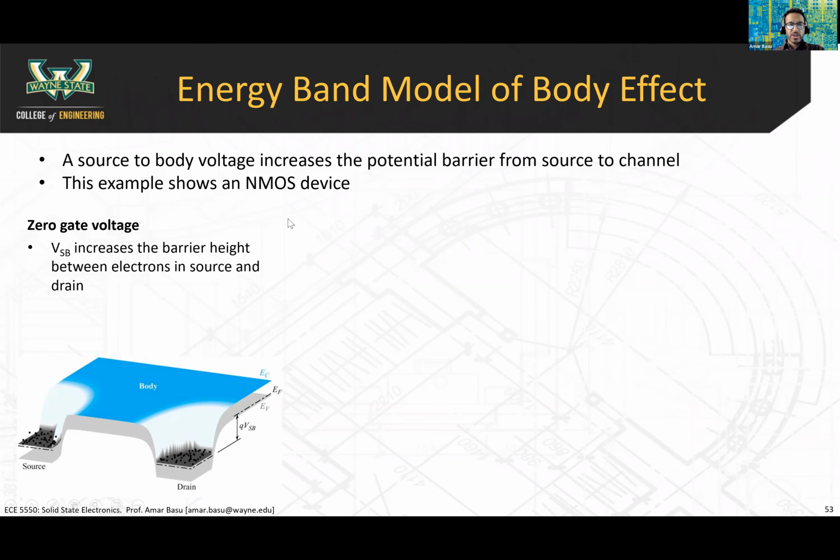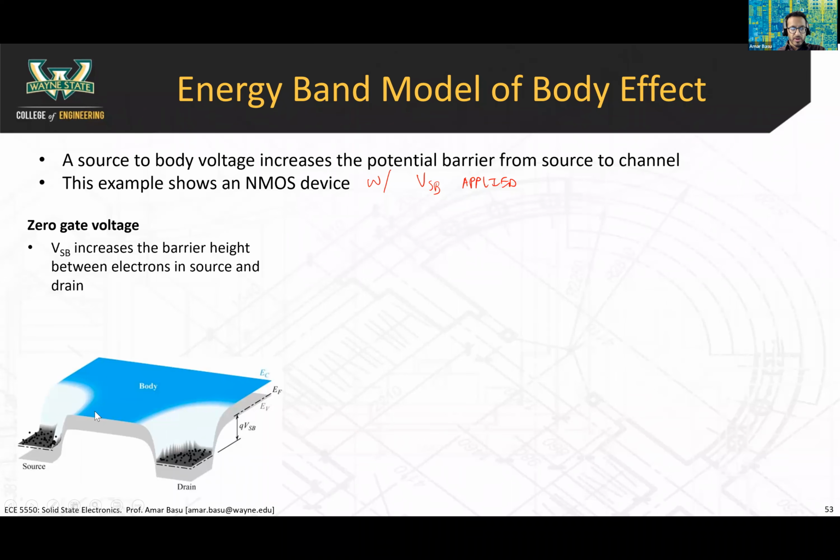So just really quickly, this is trying to understand the body effect in the context of a two-dimensional energy band model. You start out with 0 gate voltage. This situation is an NMOS device with a source to body voltage applied. I want to make sure that's clear, with VSB applied. All right, so when you have 0 gate voltage, this is what your band diagram looks like.